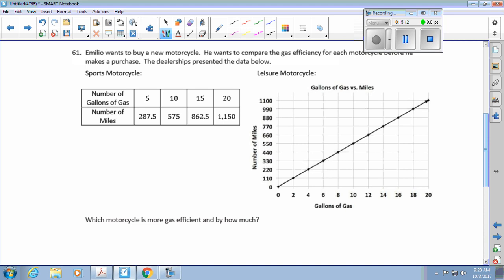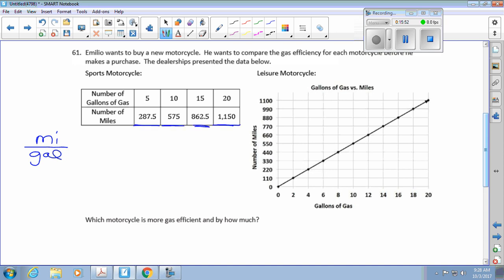Now to find gas efficiency, you're looking for miles per gallon. Even though in the chart they gave you gallons and miles, we're going to look for miles per gallon in that order, all right? So what do I put on top? We're looking for miles. 287.5. Very good. So we could use any of these miles on the bottom row here.